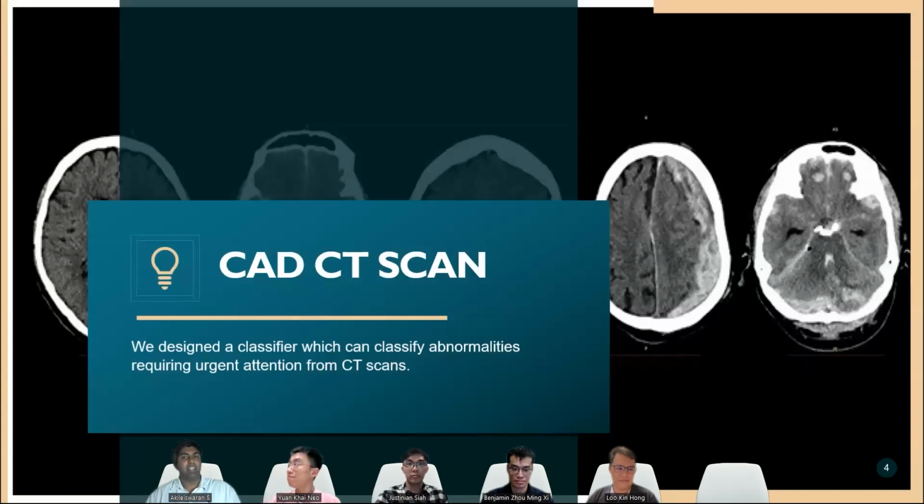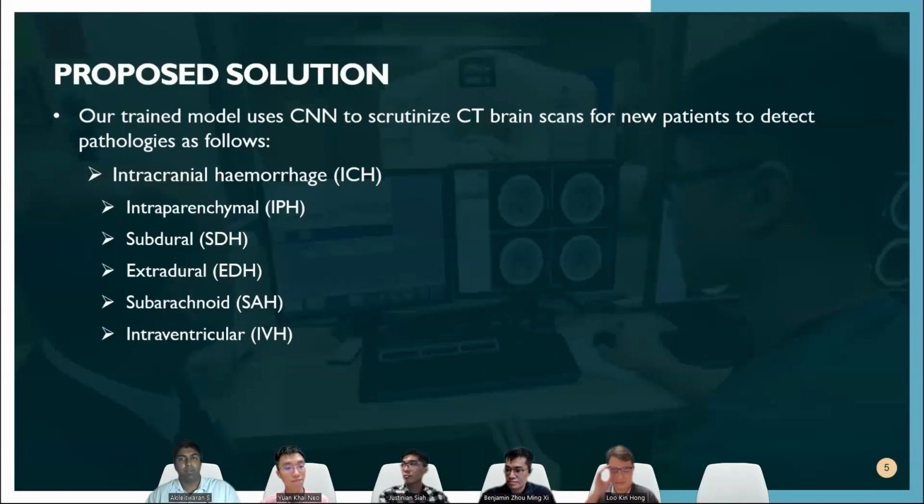This is definitely a great way to understand how CT scans can help in healthcare. But let's try to understand this first. What exactly does this product do? Well, our product is a classifier, and this classifier focuses on detecting intracranial hemorrhages or brain bleeds, along with its broad types like IPH, SDH, and all the other associated diagnoses within the healthcare industry.